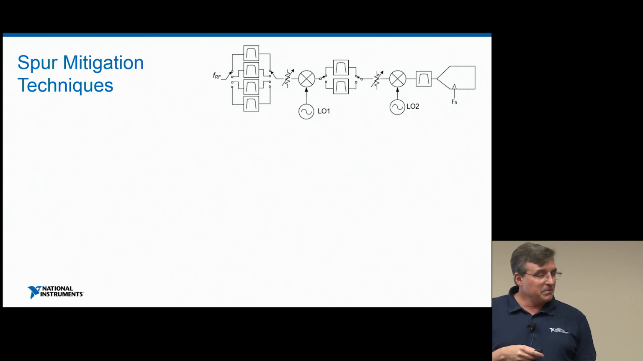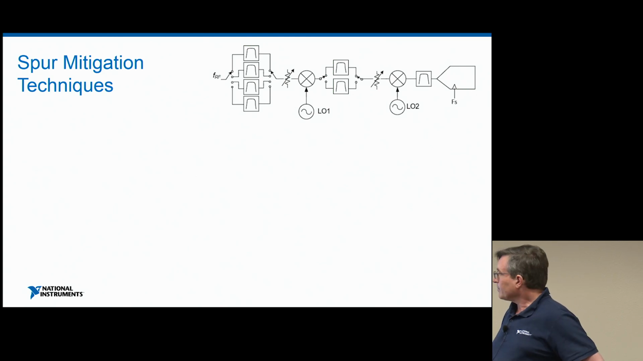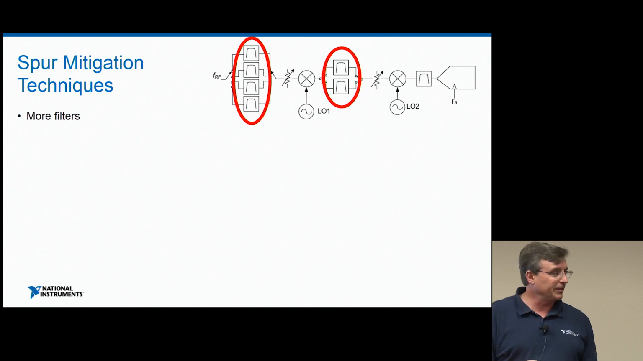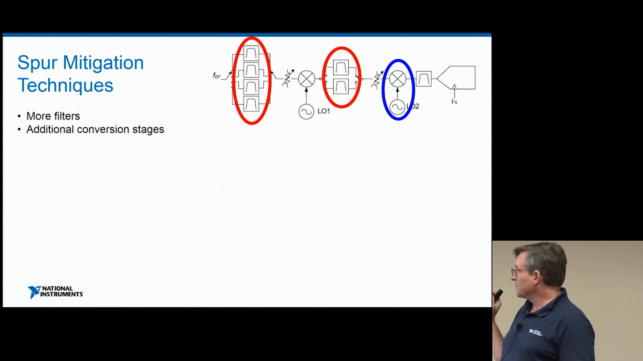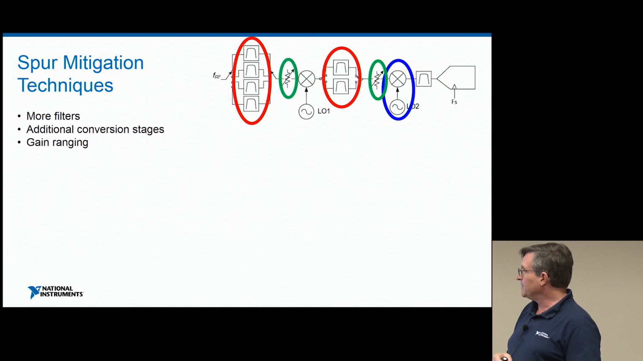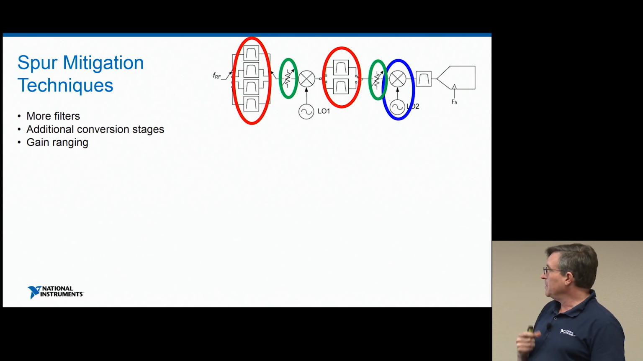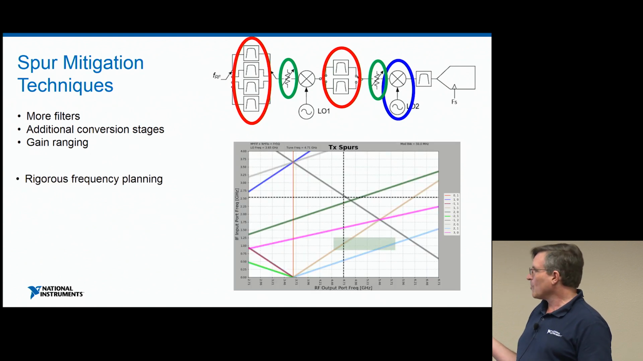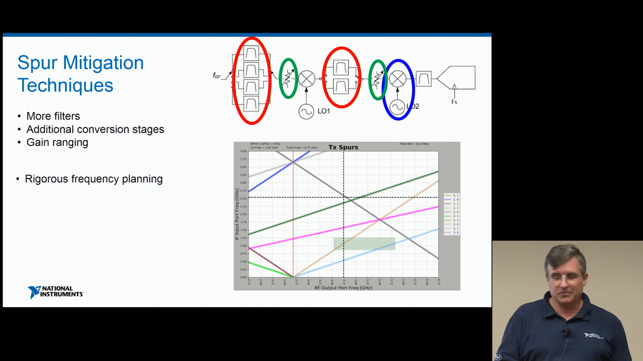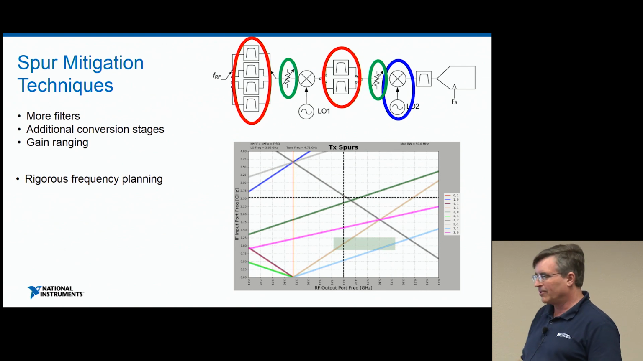So, spur mitigation techniques for the Super-Het structure. More RF filtering, both in the front end as well as in the IF. More conversion stages: I can do some spur dodging by adding more stages. And then gain ranging, which I mentioned before, with a lot more optimizations to keep the mixer levels just right. And then as a designer, a lot more rigorous frequency planning during the design process. There's hardly any frequency planning required for a direct conversion, but for this kind of structure, you need a lot more.